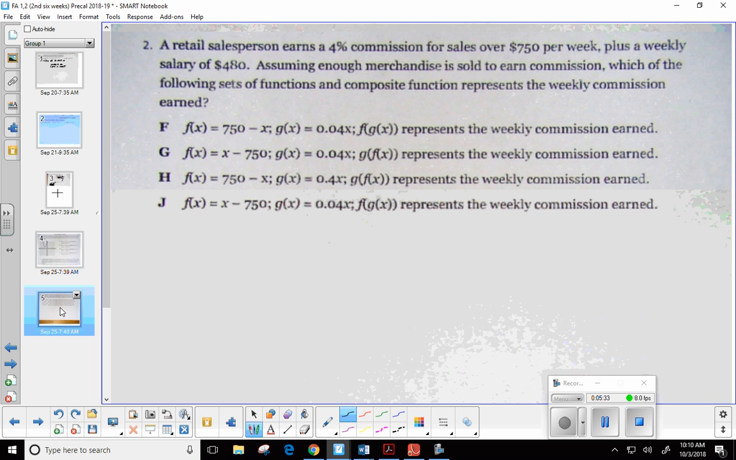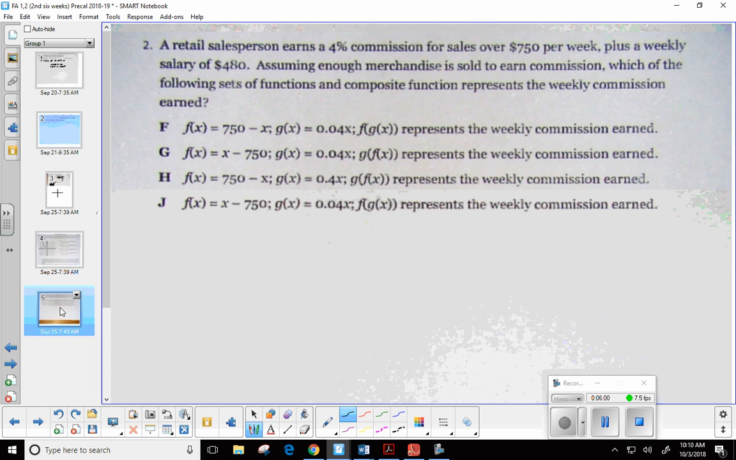It says a retail salesperson earns a 4% commission for sales over $750 per week, plus a weekly salary of $480. Assuming enough merchandise is sold to earn commission, which of the following sets of functions and composite function represent the weekly commission earned? So what is the one value here that we actually don't need? Yeah, we don't need the 480.